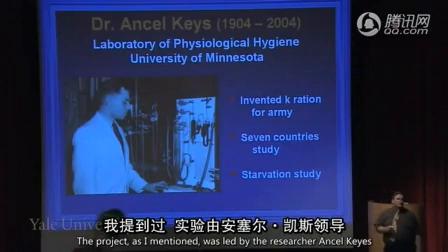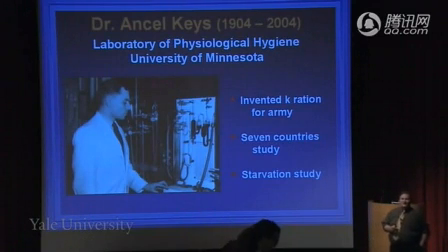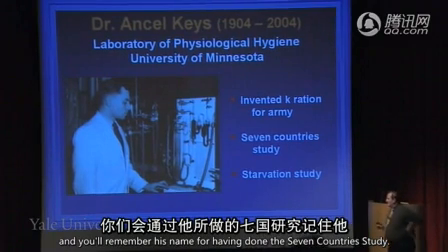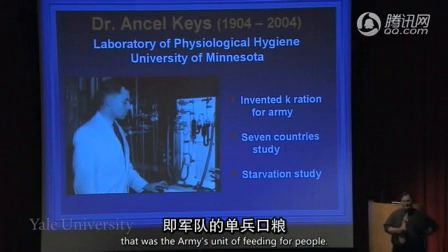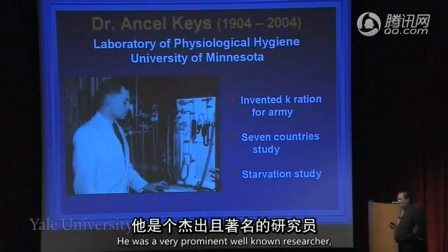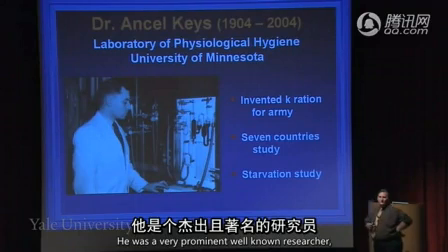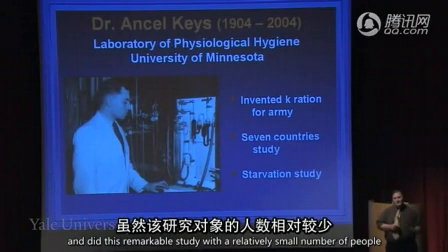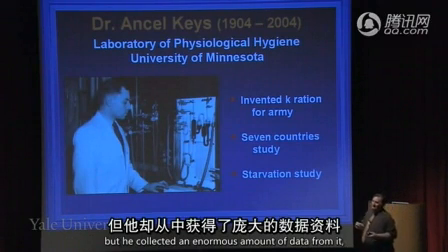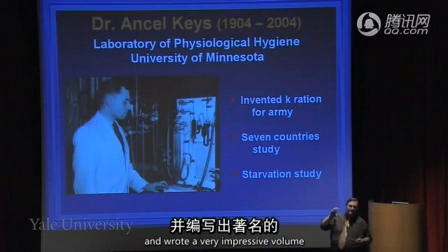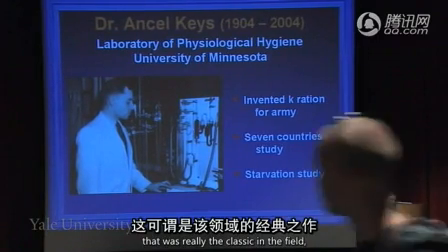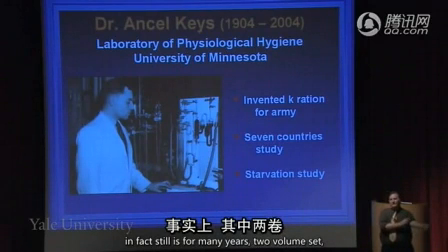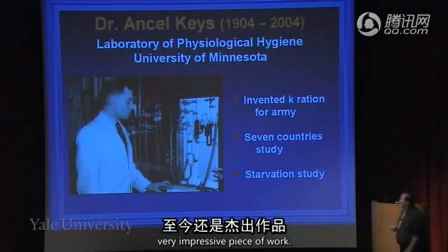The project, as I mentioned, was led by the researcher Ansel Keys, and you'll remember his name for having done the Seven Countries study. He was also known at the time for inventing the K-ration, that was the Army's unit of feeding for people, and was a very prominent, well-known researcher, and did this remarkable study with a relatively small number of people, but he collected an enormous amount of data from it, and wrote a very impressive volume called The Biology of Human Starvation that was really the classic in the field, in fact still is, for many years, a two volume set, a very impressive piece of work.